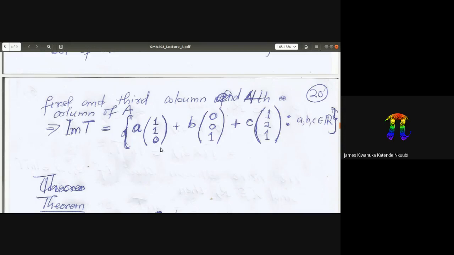So these three vectors, (1, 1, 0), (0, 0, 1), and (1, 2, 1), from the original matrix, not from the row reduced matrix, will give us the basis for the image. And any vector in the image can be written as a linear combination of these three vectors.